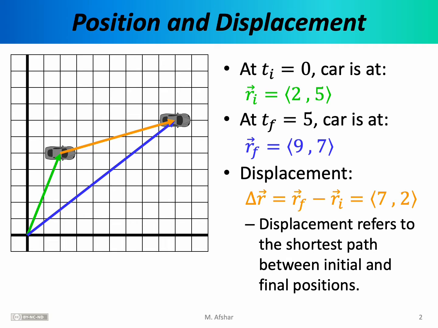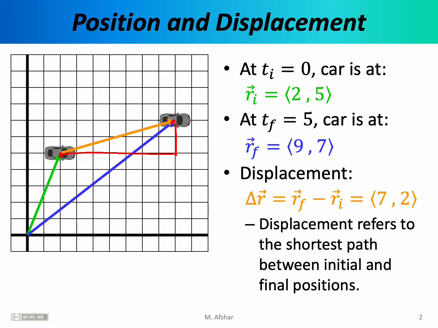And here on the graph, I've shown the displacement vector using this orange arrow. You can see that the orange vector points from the initial position to the final position. And if you count the squares, you will see that indeed to get from the tail of this vector to the tip of this vector, we must travel 7 squares, or 7 units along the x direction and 2 units along the y direction. Hence the coordinates 7, 2.